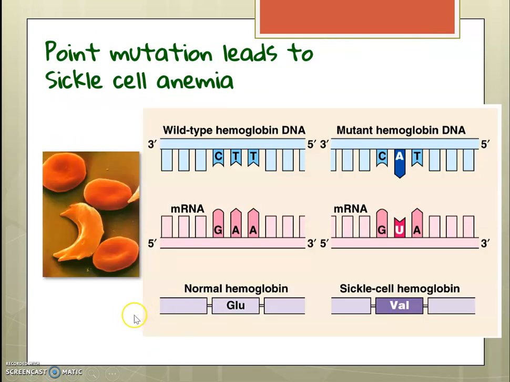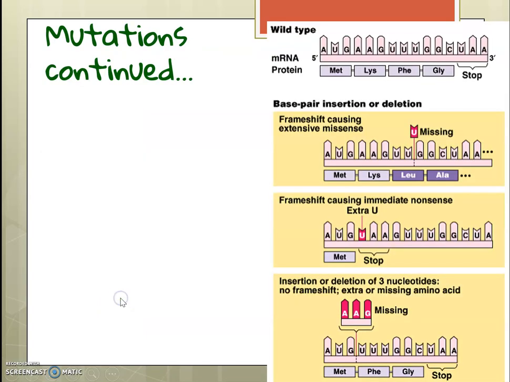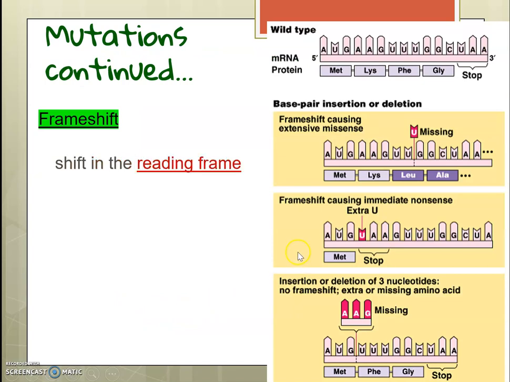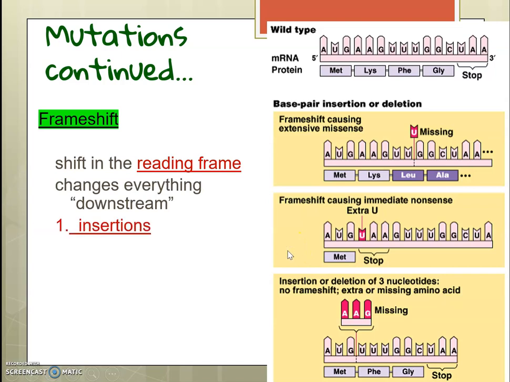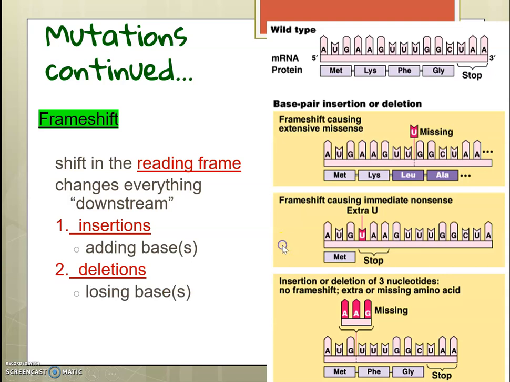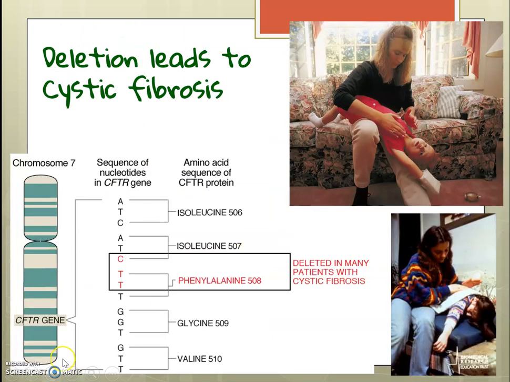So a point mutation, one change of a base, can turn into sickle cell anemia. So something as simple as that can become a lethal disease. You can have a frame shift mutation, which we briefly talked about. So you're shifting the reading frame. So it changes everything downstream. You can have insertions, so you're adding bases. You can have deletions where you're removing bases. And then you can have substitutions also.